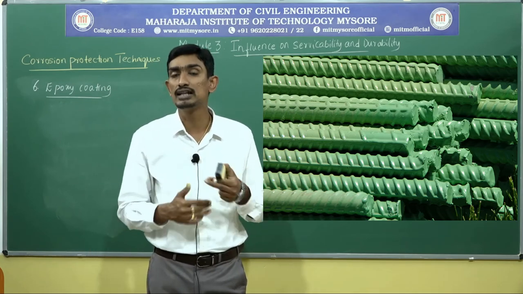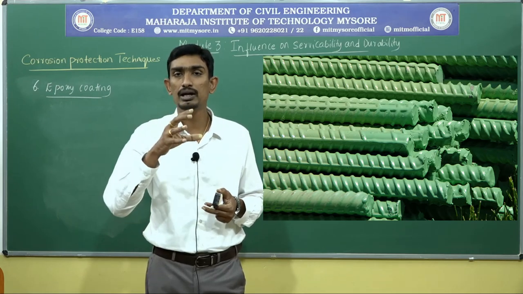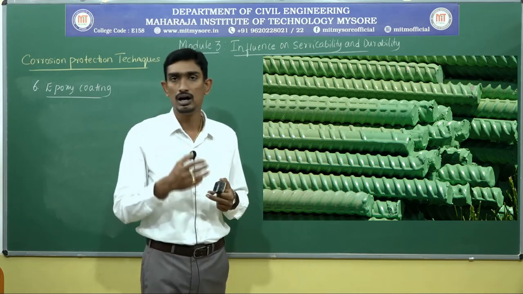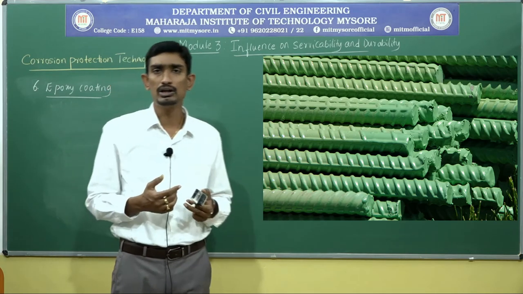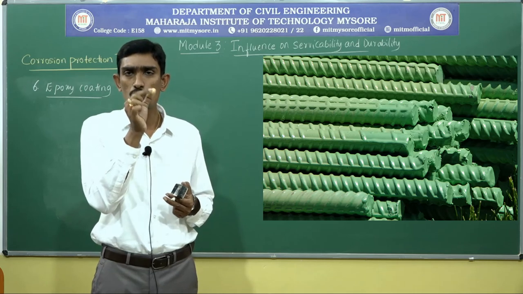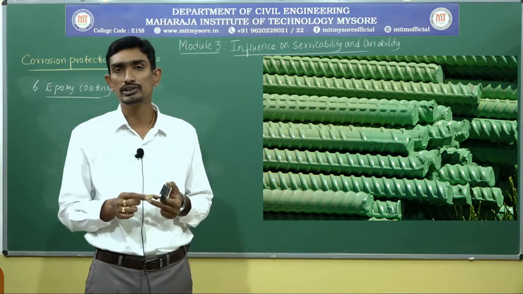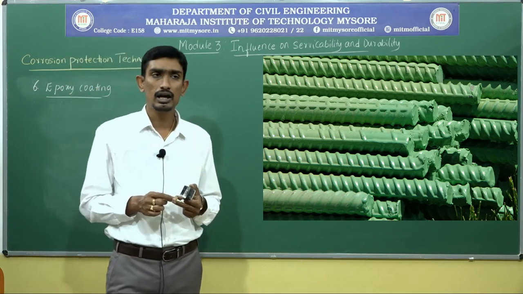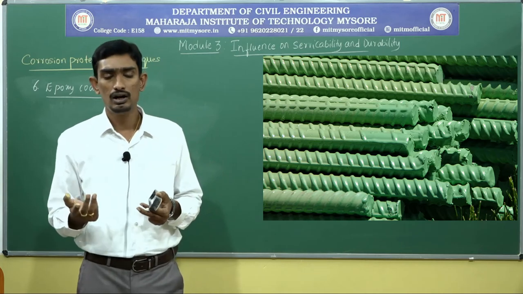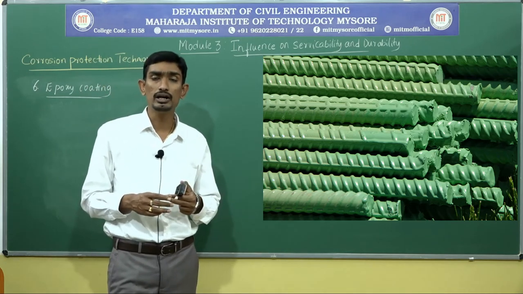Then it will be cured for certain time, because whatever epoxy you have laid will be in a fresh state. It requires a sufficient amount of drying. After drying, you can see how it looks, you can see the process. It will be in a greenish color, and that greenish coating is the epoxy coating. This epoxy coating is very commonly done, and epoxy coated steel is widely used in bridges, in coastal areas, or marine structures.